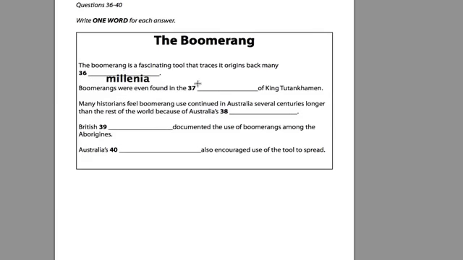Boomerangs were even found in the, okay, we probably could have guessed this answer actually without even listening, tomb of King Tutankhamun. Many historians feel boomerang use continued in Australia several centuries longer than the rest of the world because of Australia's, and I believe he even uses the word in the listening, isolation. So Australia is apart from the rest of the world, and this is why other parts of the world perhaps stopped using the boomerang, and Australia continued to use it.